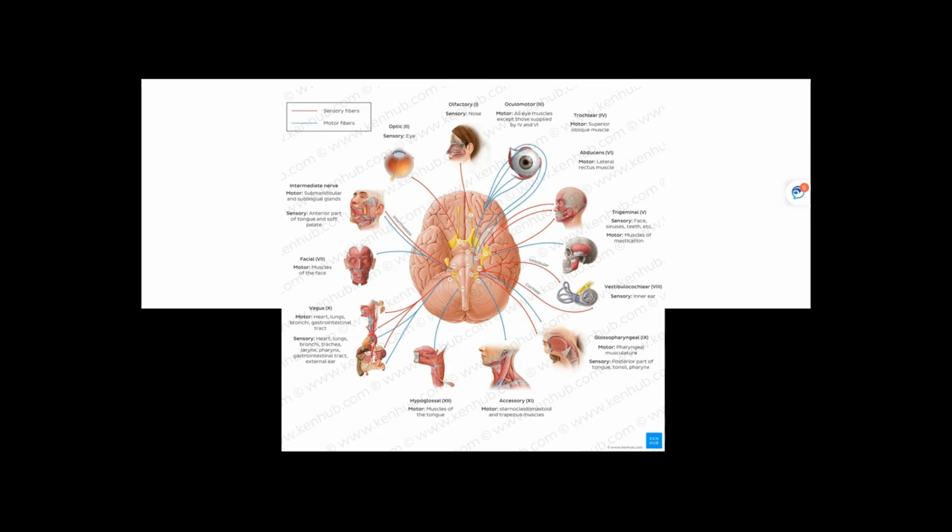Cranial nerve 5 is the trigeminal nerve, and it is responsible for carrying those impulses from the skin and the mucous membranes of the head, and then from the teeth to the brain. Also, from the brain to the chewing muscles. That's trigeminal. 6 is called abducens, which carries impulses from the brain to the external eye muscles.